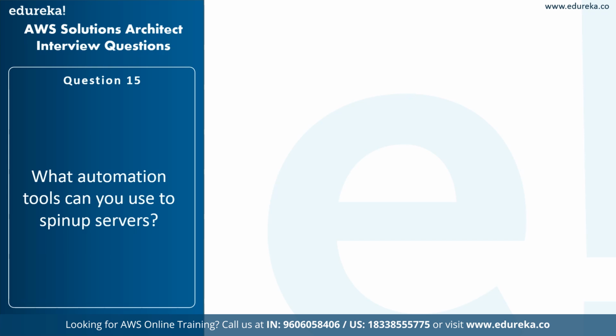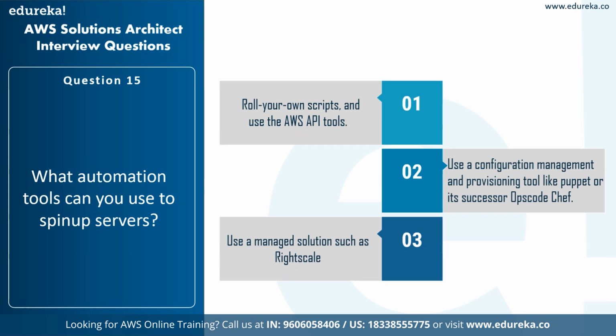Next is, what automation tools can you use to spin up the servers? Now there are different tools that can be used here. First, you can roll your own scripts and use the AWS API tools. Such scripts could be written in Bash, Perl, or another language of your choice. And then you can also use a configuration management and provisioning tool like Puppet or its successor Opscode Chef. You can also use a tool like Scalr and use a managed solution such as RightScale.